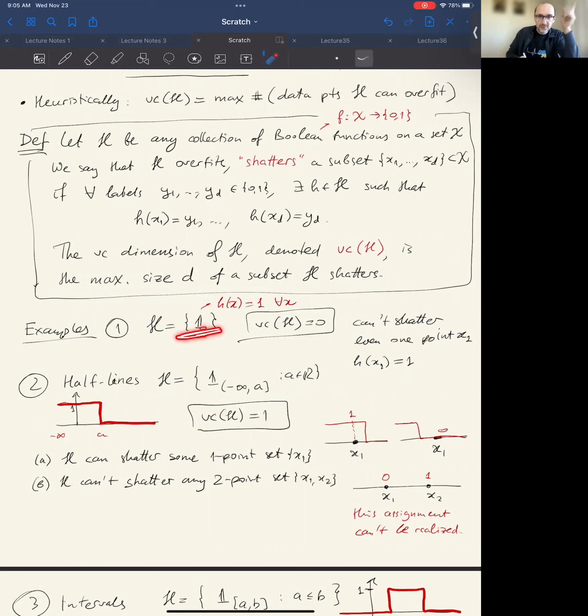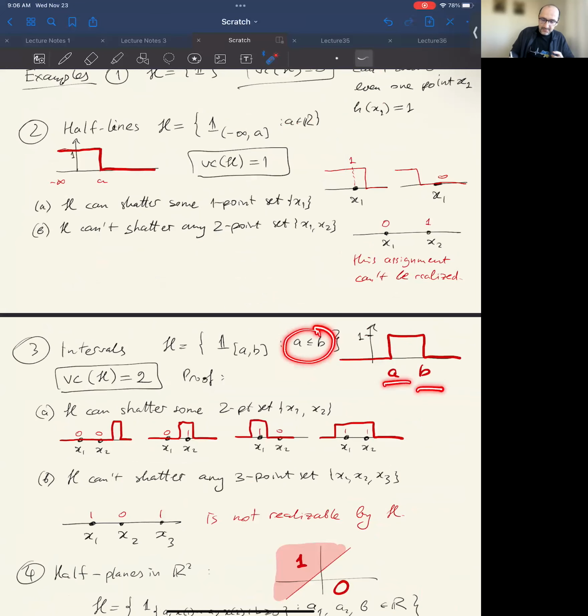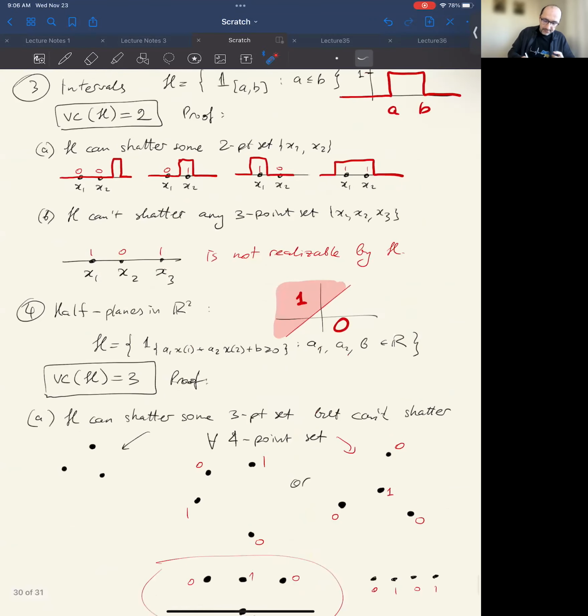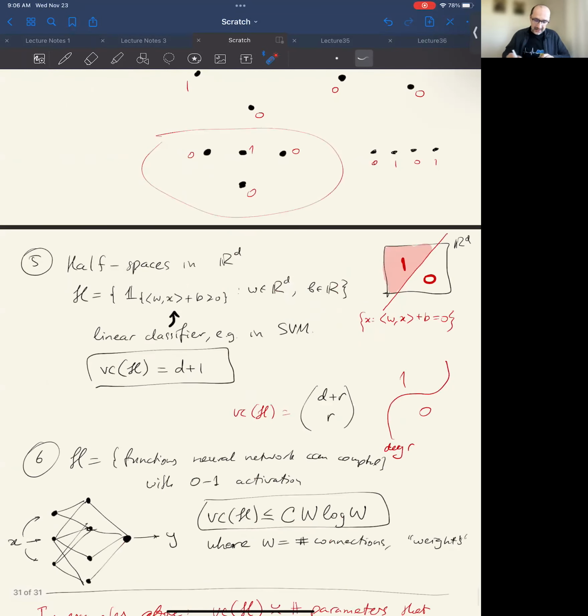Example 1, just one single function. We don't need any parameters to describe it. It's always the same function. VC dimension is 0, no parameters. Example 2, half lines. We have just one parametric family, one parameter, VC dimension is 1. Intervals, we have 2 parameters, a and b, to describe the class. VC dimension is 2. Half planes, we have 3 parameters, a1, a2, and b. VC dimension is 3. Half spaces in R^d, same thing. We have d parameters in w and one more parameter as an offset, b.